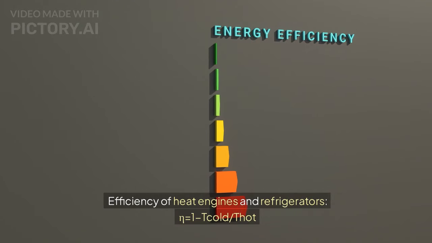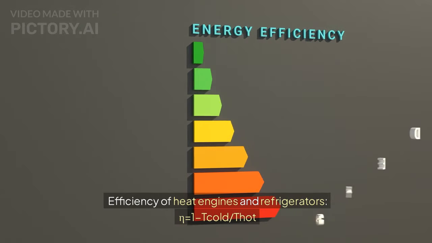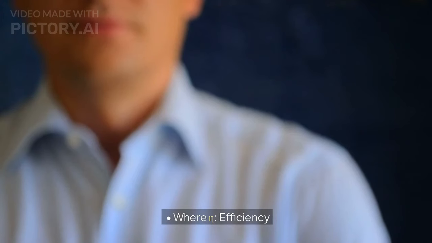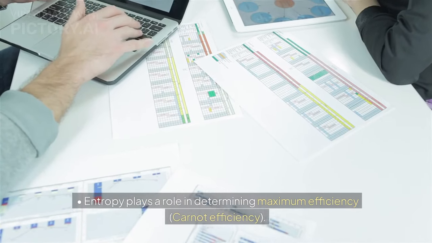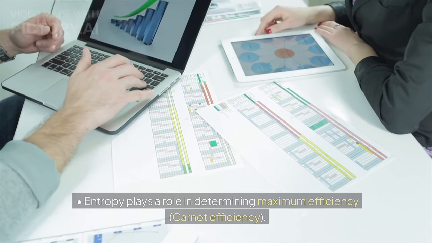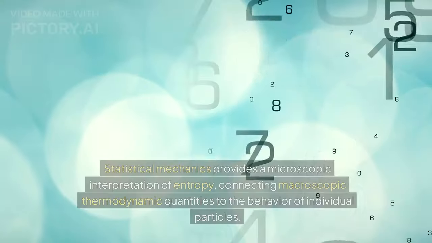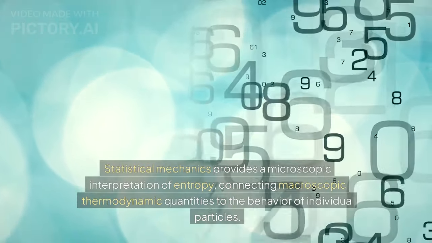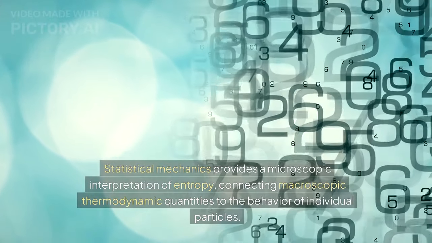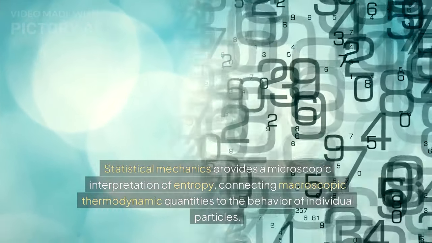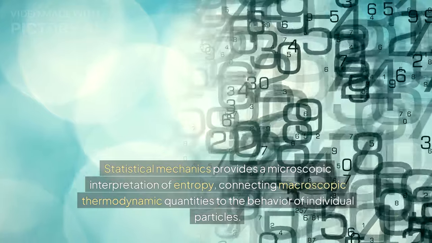Thermodynamic applications. Efficiency of heat engines and refrigerators. η = 1 − T_c/T_h, where η is efficiency. Entropy plays a role in determining maximum efficiency, the Carnot efficiency. 3. Entropy in statistical mechanics. Statistical mechanics provides a microscopic interpretation of entropy, connecting macroscopic thermodynamic quantities to the behavior of individual particles.